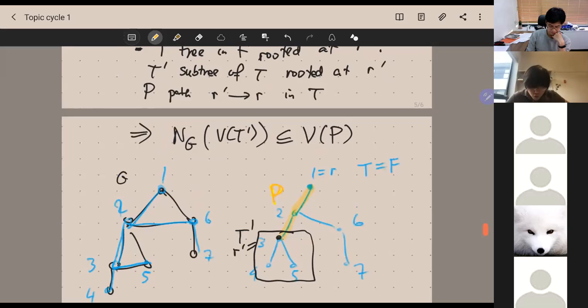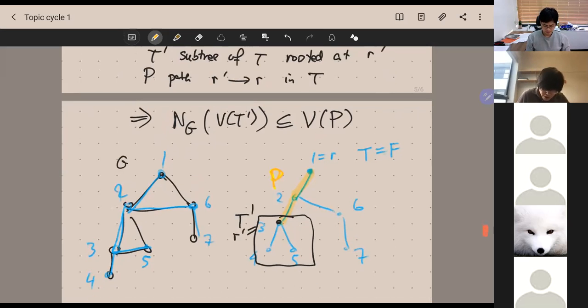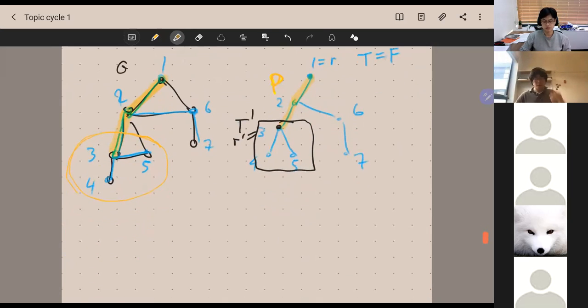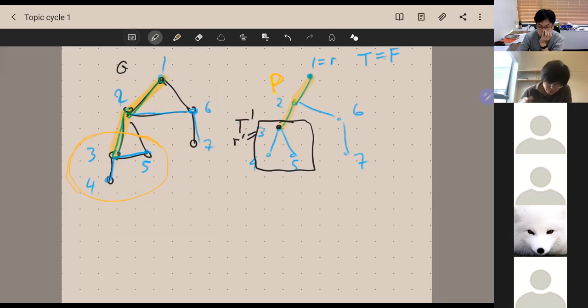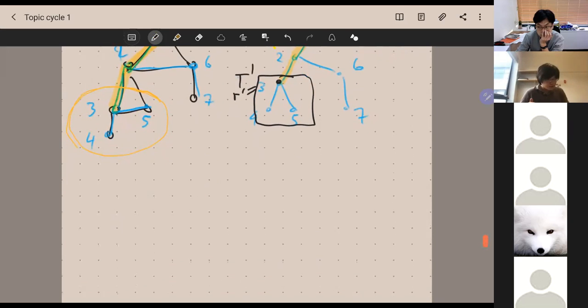Now look, the whole neighborhood of the subtree T prime, which is the vertices 3, 4, 5, all its neighbors lie on this path P, which is vertices 1, 2, 3. So this is our path P. It's true because the whole neighborhood of 3, 4, 5 is vertex 2. Okay? So we have all the basic properties down. Let's state the main theorem.